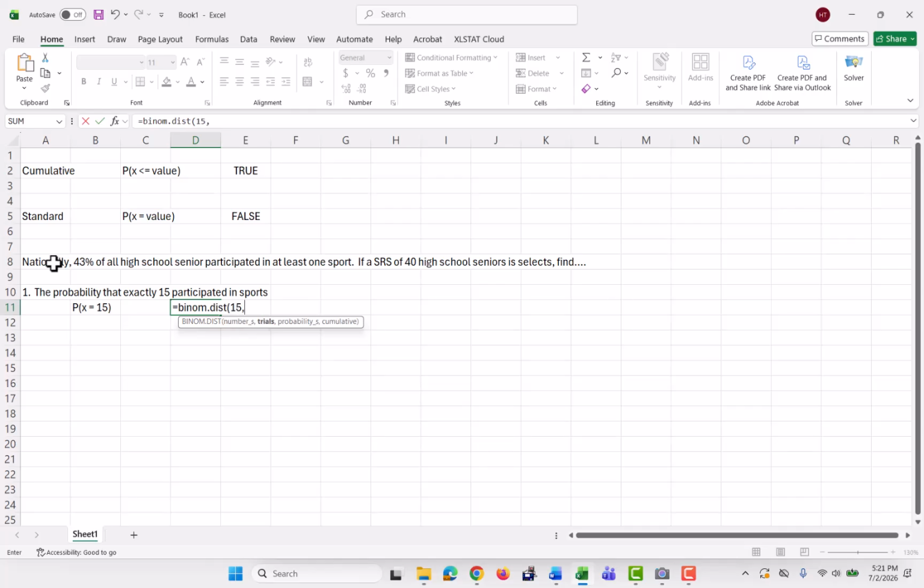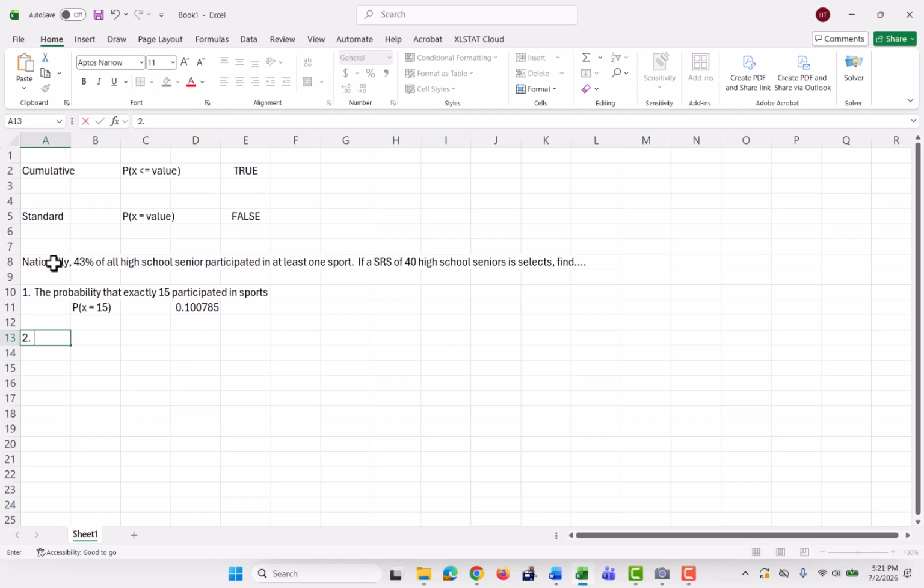Number of trials. This is the n value. So remember, trials are often the sample size. There were 40 high school seniors in the sample, so n is 40. P is the probability of success on a given trial. That's where the percent comes in, the 43%, so 0.43. And then cumulative, this does not need to be cumulative. We just want it to be a standard, a single probability, so we enter false here for cumulative. So that's going to give us just the probability of being equal to 15 and nothing cumulative.